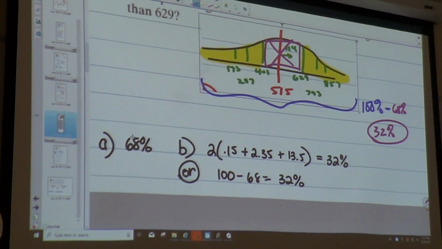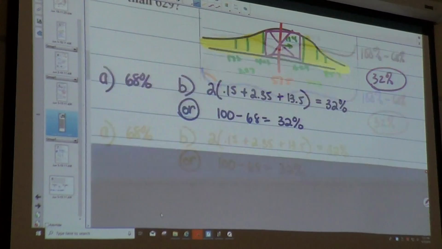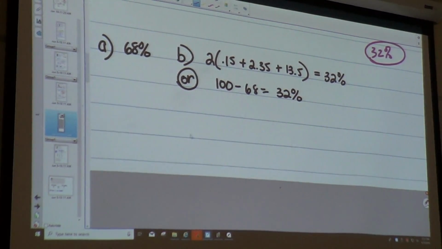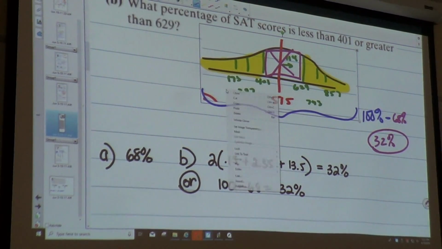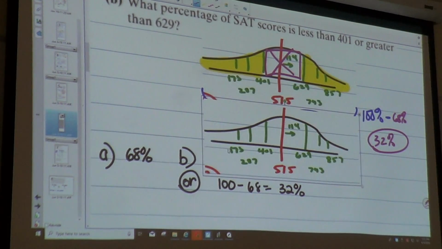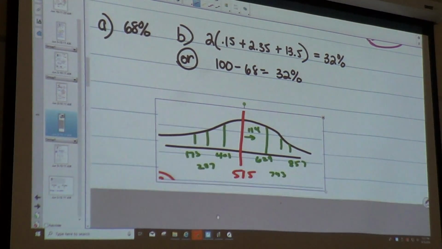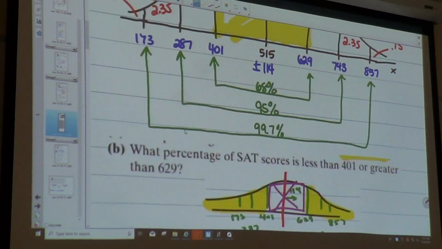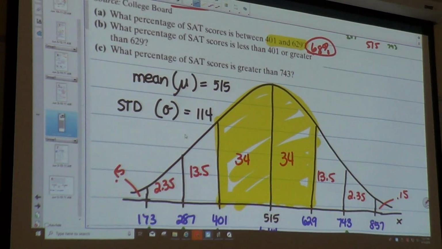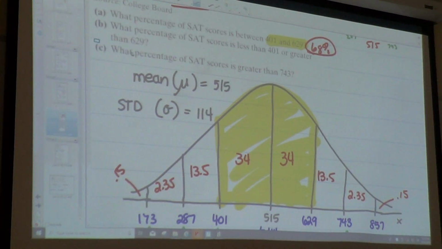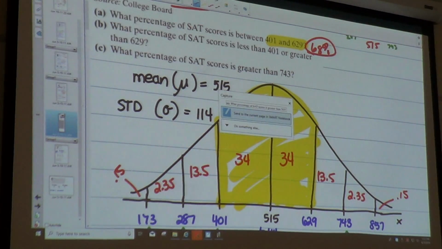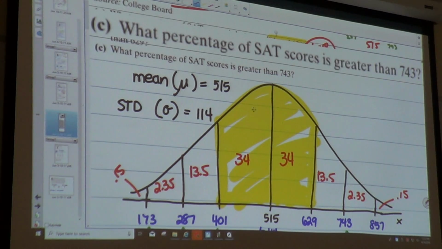All right, let's do Part C. Let's see if I have a picture for it. Nope, let me grab a picture. And let me grab the question, and I'm going to let you try this one. You can do it whichever way you want to. I just want you to get it right.